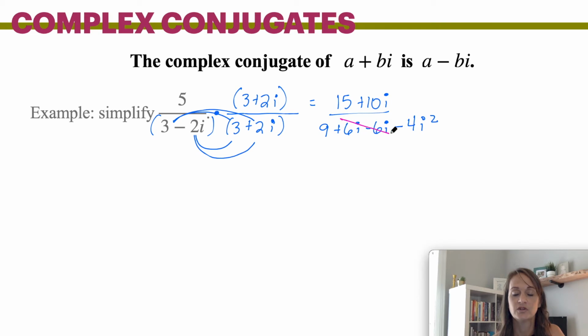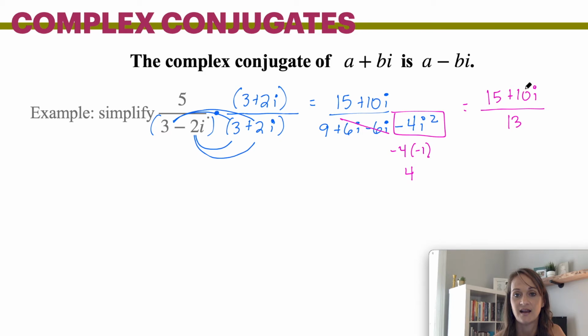The two middle terms should always cancel, and then you can simplify the last term. You get negative 4i squared, but i squared is negative 1. Negative 4 times negative 1 is a positive 4, which means you can combine 9 and 4 to get 13, and on top you're left with 15 plus 10i. And that is how you would simplify a fraction that has an imaginary number in the denominator.